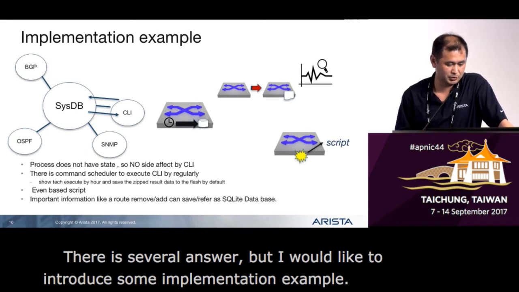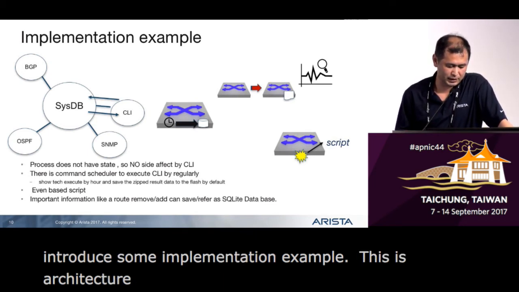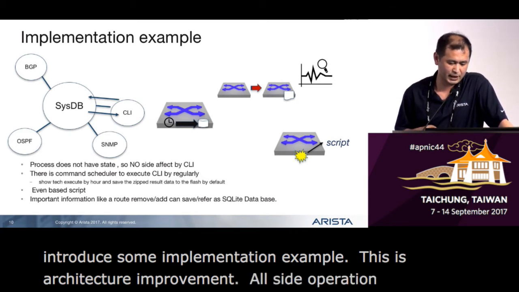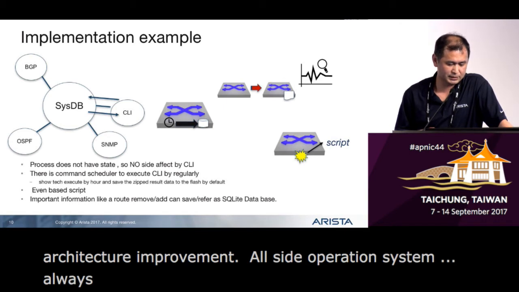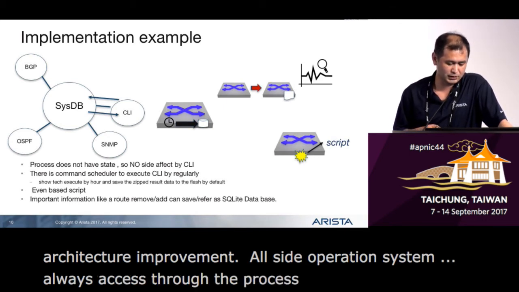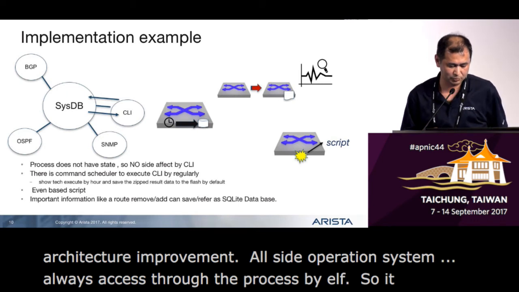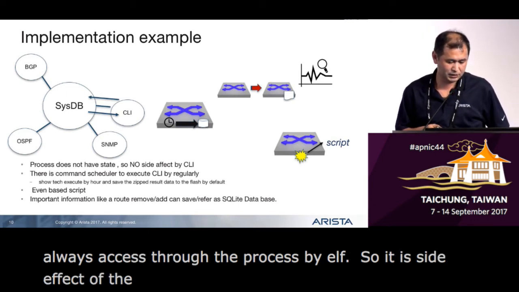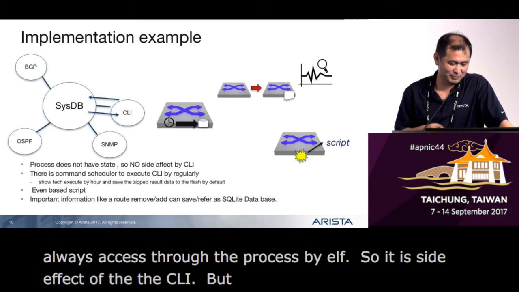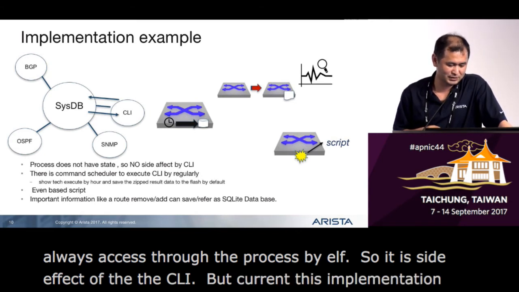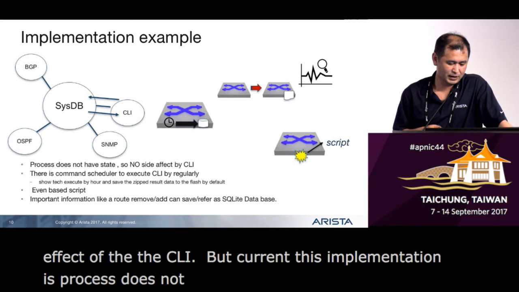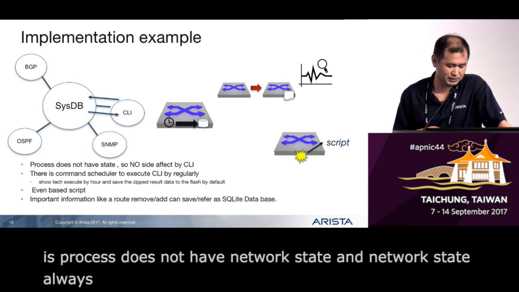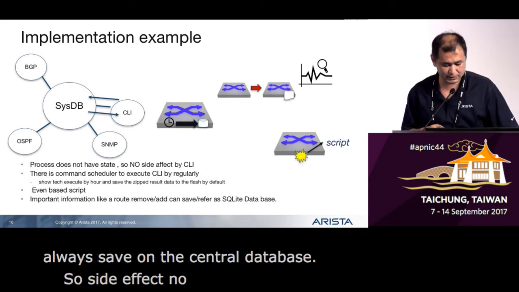This is an architecture improvement. In all the other operating systems, every CLI command always accesses the process itself, so it has a side effect. But in this implementation, the process does not hold network state, and network state is always saved in a central database. So there is no side effect from the CLI.